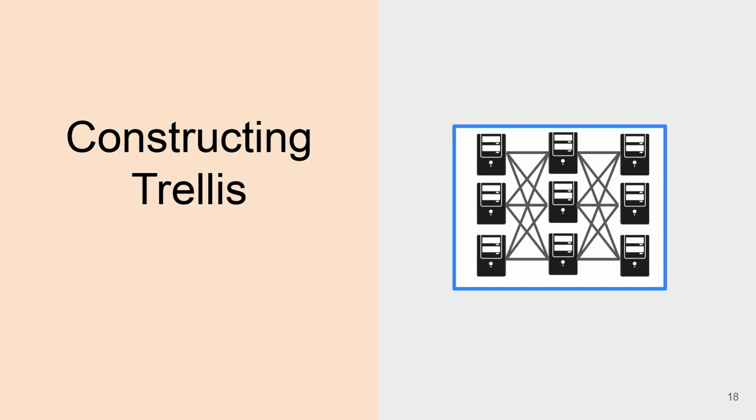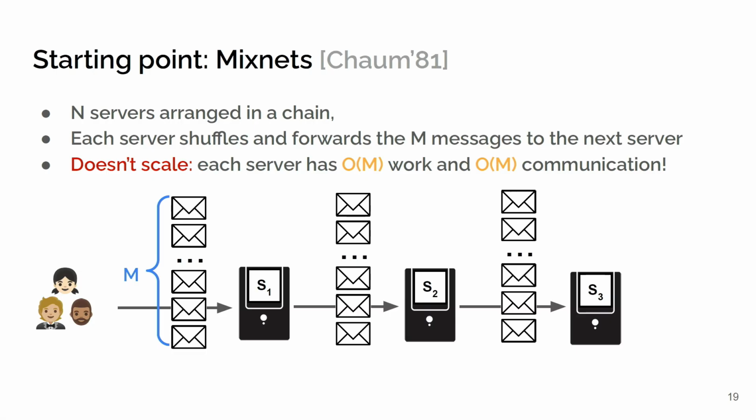So how do we make Trellis? Well, the starting point for Trellis is actually the mixnet, which comes from Chaum way back in 1981. In a mixnet, you have a series of servers, arranged sequentially. You submit your messages to the first server. The server will shuffle the messages and forward them to the second server, which will shuffle the messages and forward them to the third server, and so on.